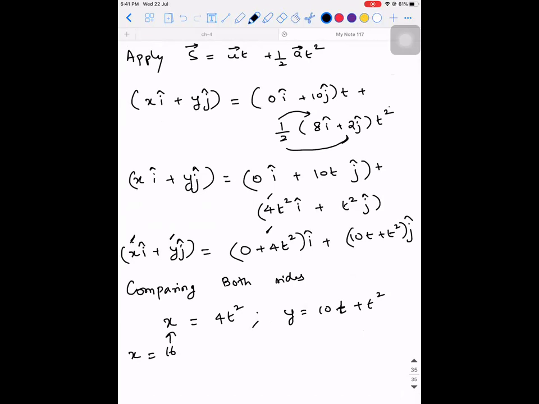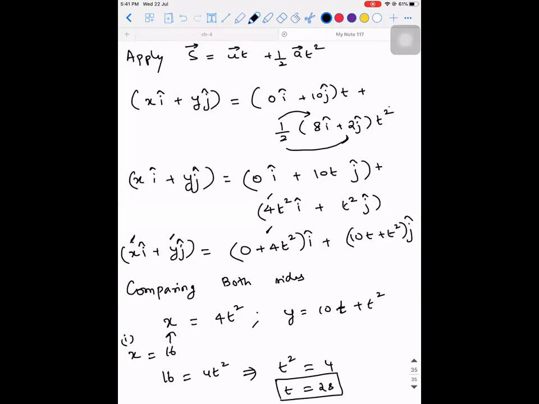So if I substitute it here, for the first question, 16 will be equal to 4t square, which implies t square is how much? 4, and t will be 2 seconds. 2 seconds. Is there any doubt? Is it clear? No doubt, sir.